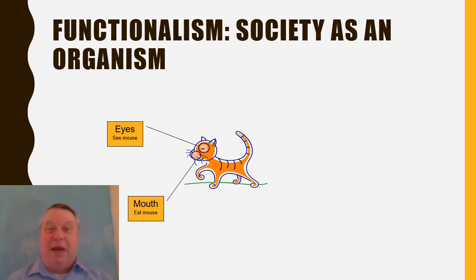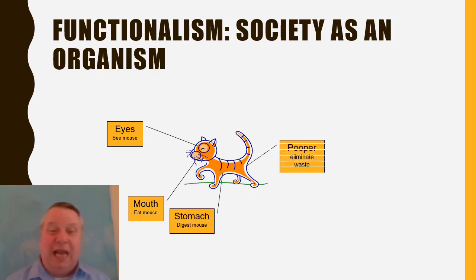So the eyes and the mouth have a relationship. They work together somehow. And then there's the stomach, right? That's going to digest the mouse. And then you've got a pooper. You've got to get rid of waste, right? So any society, if you leave trash or garbage around, it's going to create all kinds of problems. So just like the same thing, right? So these things all work together.